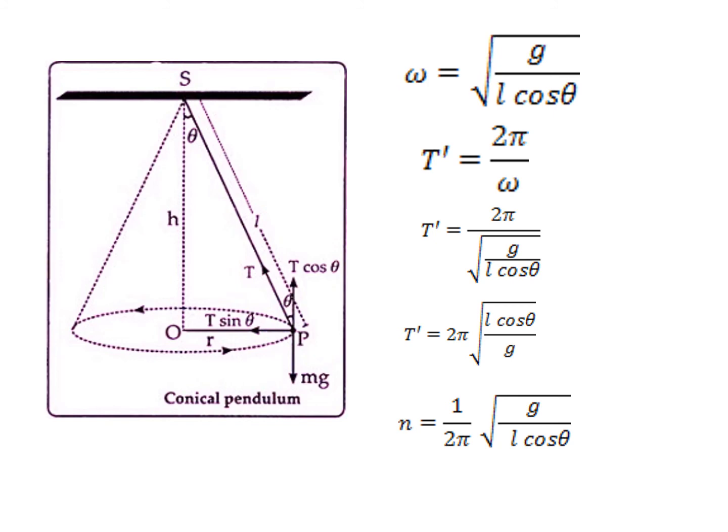Therefore, the periodic time of a conical pendulum T prime is equal to 2 pi by omega. Substitute the value of omega in the equation for the periodic time. You get T prime is equal to 2 pi under root of L cos theta upon g. Therefore, the frequency of revolution of a bob of a conical pendulum is 1 upon 2 pi under root of g by L cos theta.